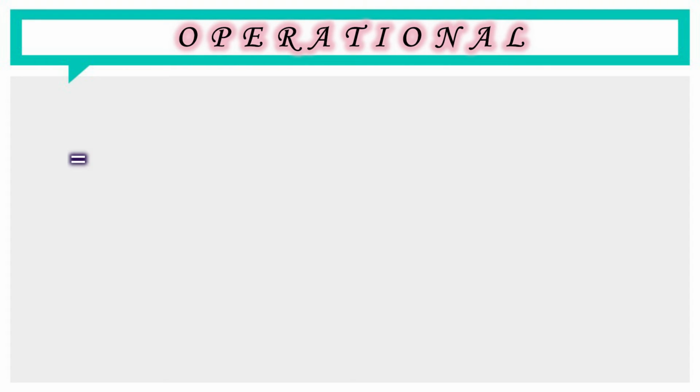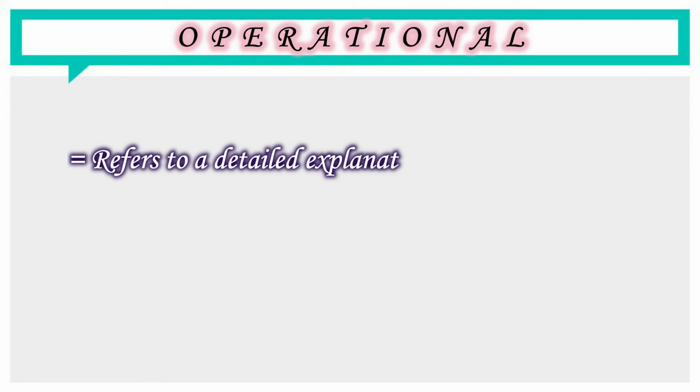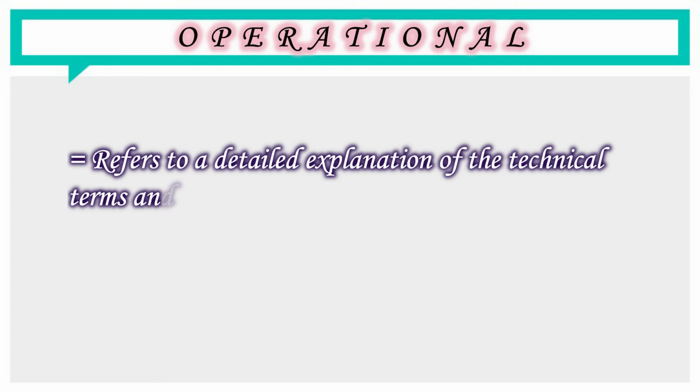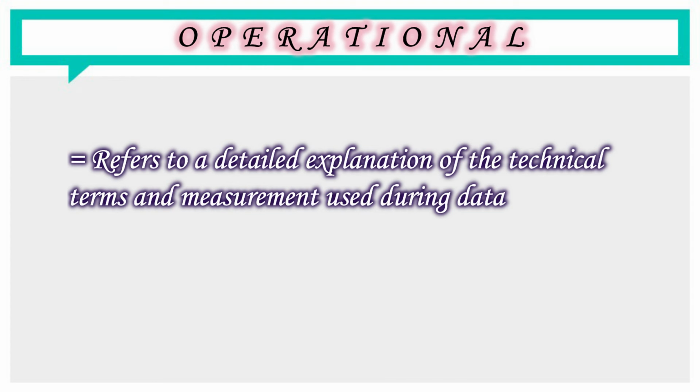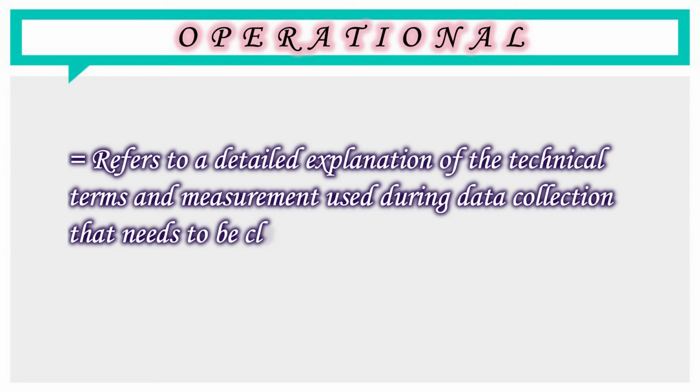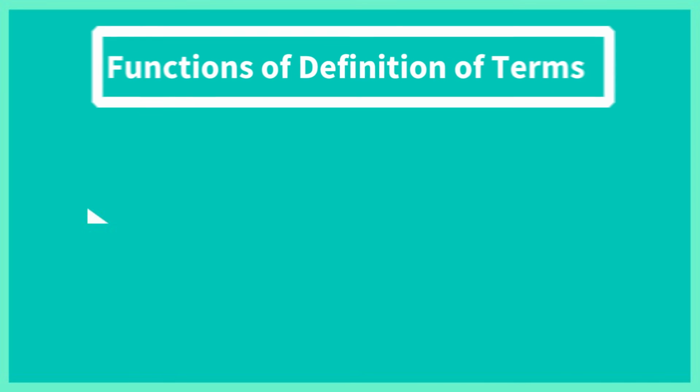operational definition refers to a detailed explanation of the technical terms and measurement used during data collection that needs to be clear and concise. And the usual practice when using both definitions is to state first the conceptual, followed by the operational. Now let us have its functions.